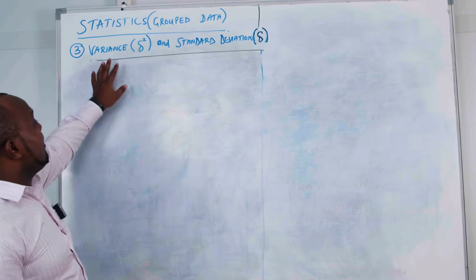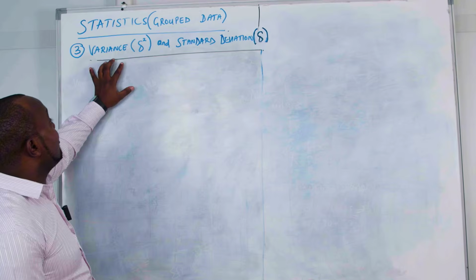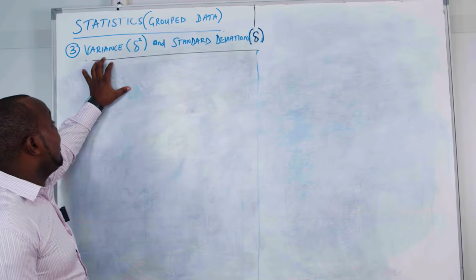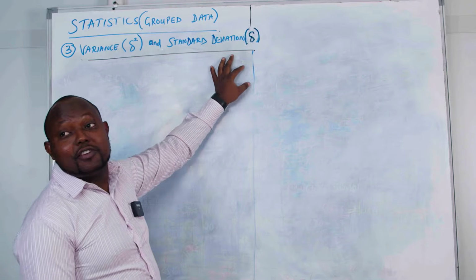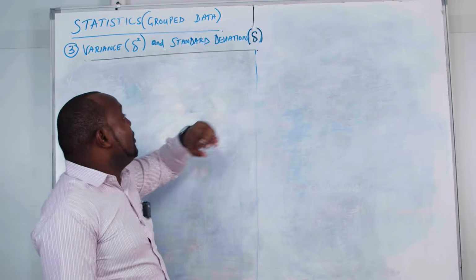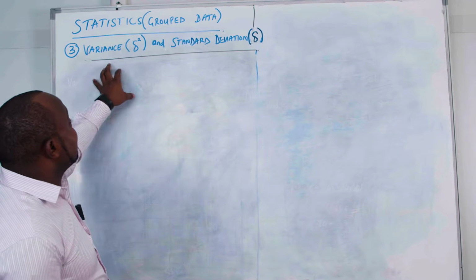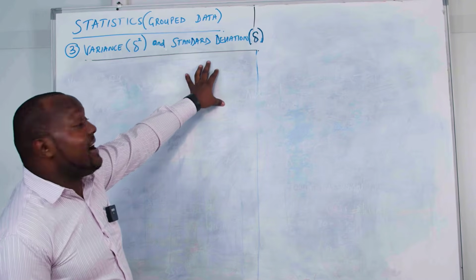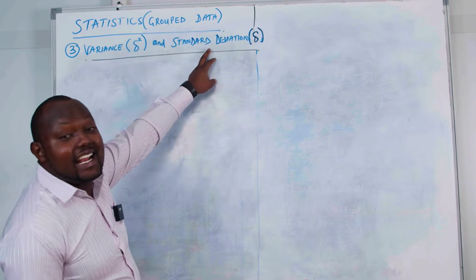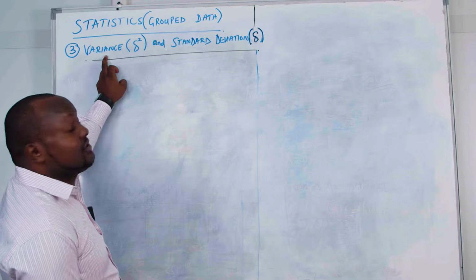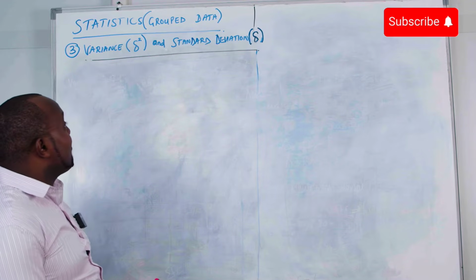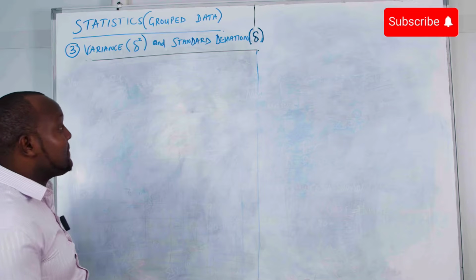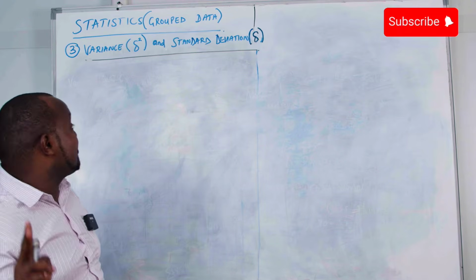As you can see, we are going to show you how we calculate the variance, which we represent with sigma squared, and the standard deviation, which we represent with sigma. How are variance and standard deviation related? Standard deviation is the square root of variance. I'm going to show you how we get the variance. There are two methods that we can use to calculate the variance.